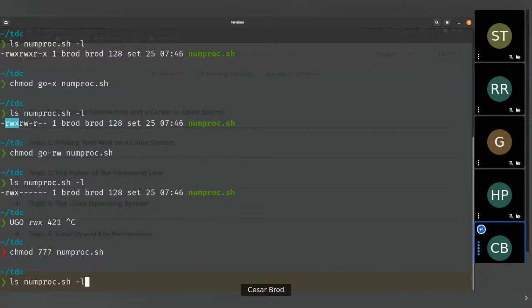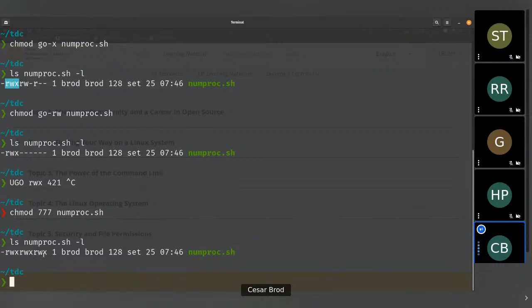numproc.sh. And if I do an ls right now, you see now everyone can do everything. This is something very interesting, and administrators will use this a lot, other than using something like go minus rw, because after some time you actually get used to this binary that we represent in the octal format, and it makes life easier for you to change. For instance, if I want to change it back to a way that I can do everything and the others cannot do anything, my group and the others, I'll just do 700.